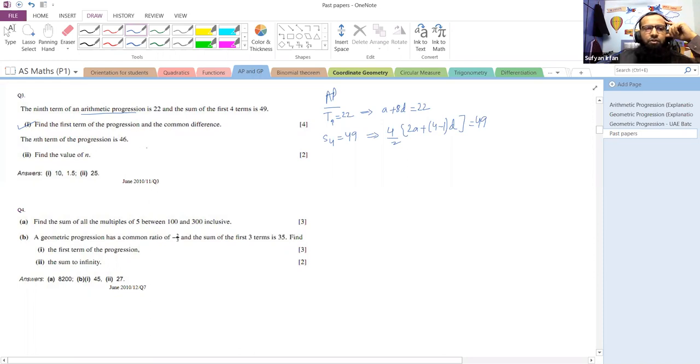So if the nth term is 46, this means A plus n minus 1 D is given as 46. We have already found A, we have already found D. If we substitute A and D, and make n the subject, we'll get the answer for n. Part one and part two were very simple. Let's look at question number four.